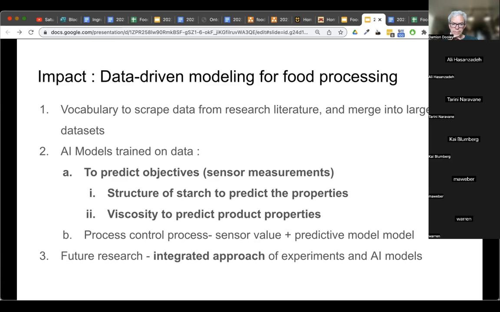The other application is integrated approaches when you're exploring some food processing situation, combining experiments and AI models. Of course, for this, AI models need to reach a reliability that you can use to simulate, but it's definitely possible. To get to this, you need enough data, and you need a vocabulary to get the data.